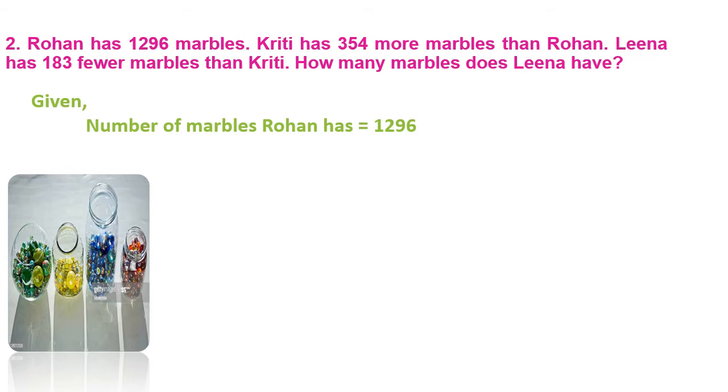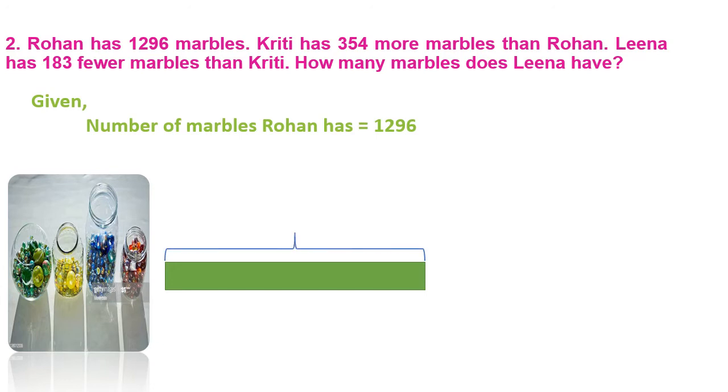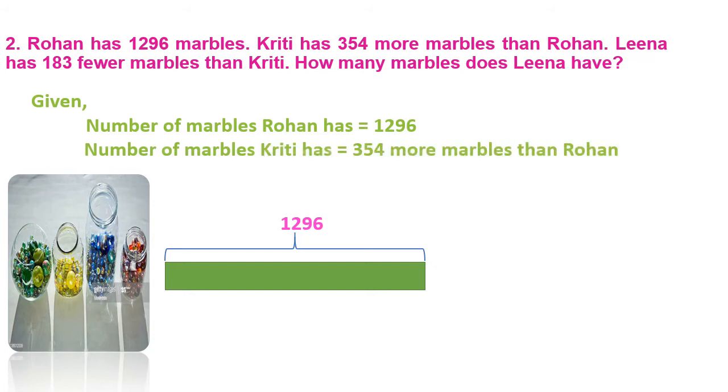Let us represent this value with a bar model. So this green bar represents the number of marbles Rohan has, which is 1,296. Now the second information which is given is that number of marbles Kriti has with her is equal to 354 more marbles than Rohan. Means she has already 1,296, also 354 more than that. So we are simply going to add one more bar to this existing bar, that is this yellow bar, which has a value of 354.